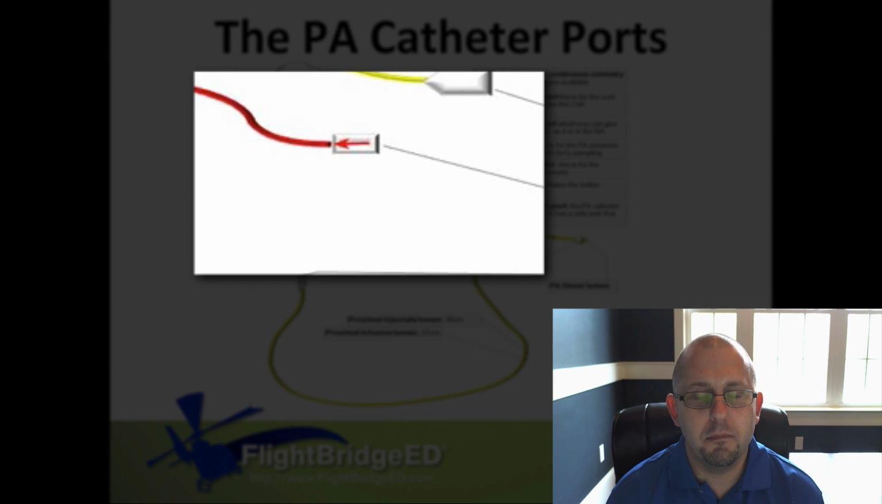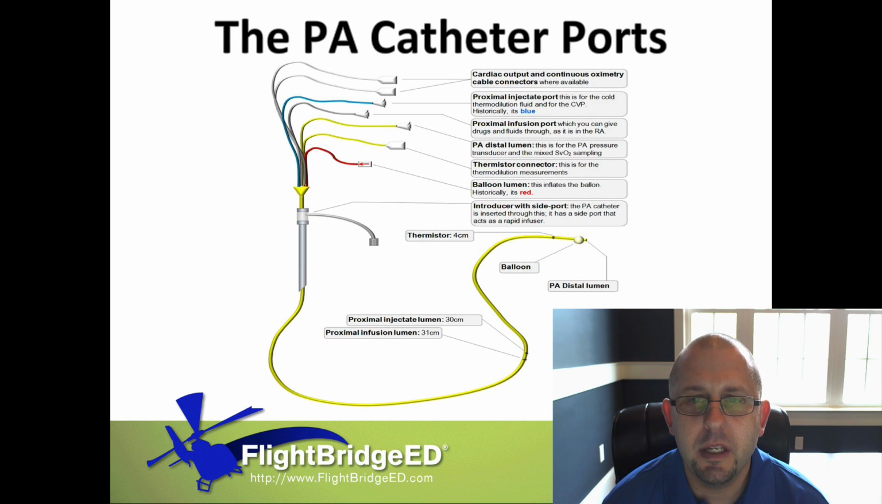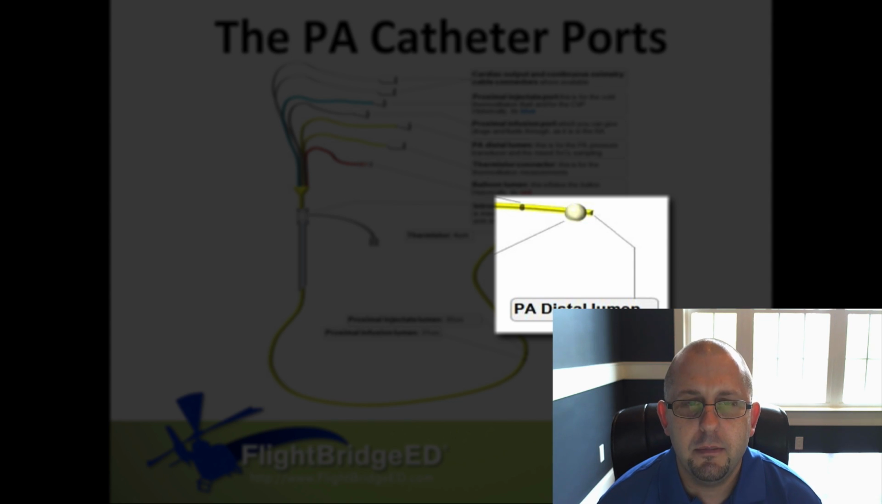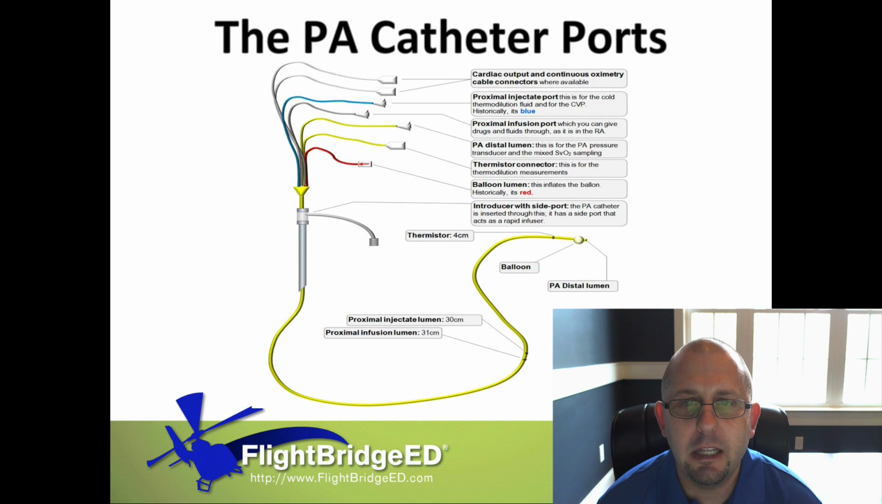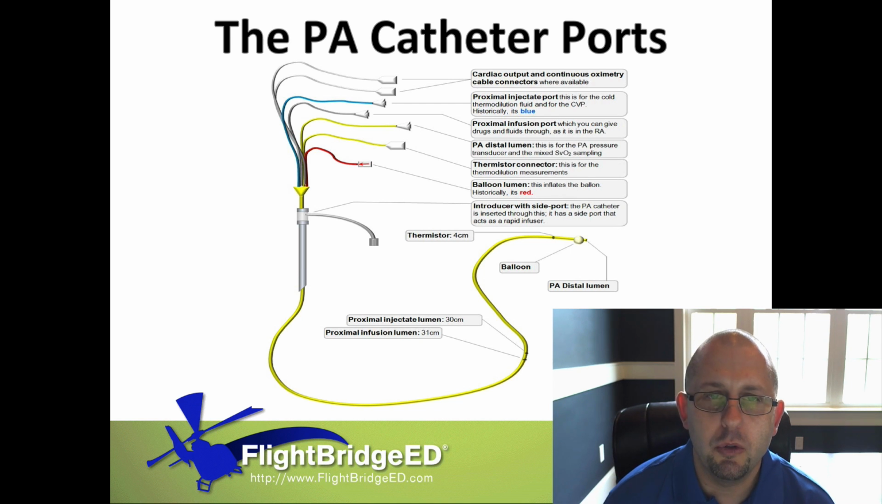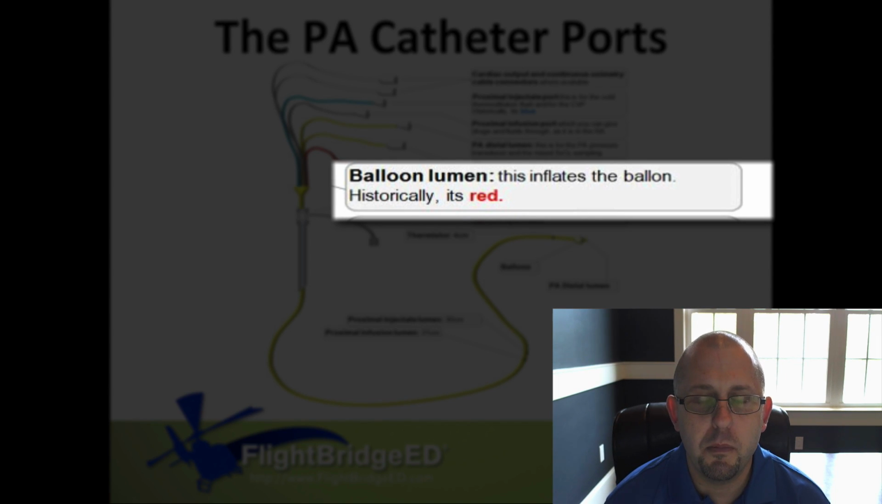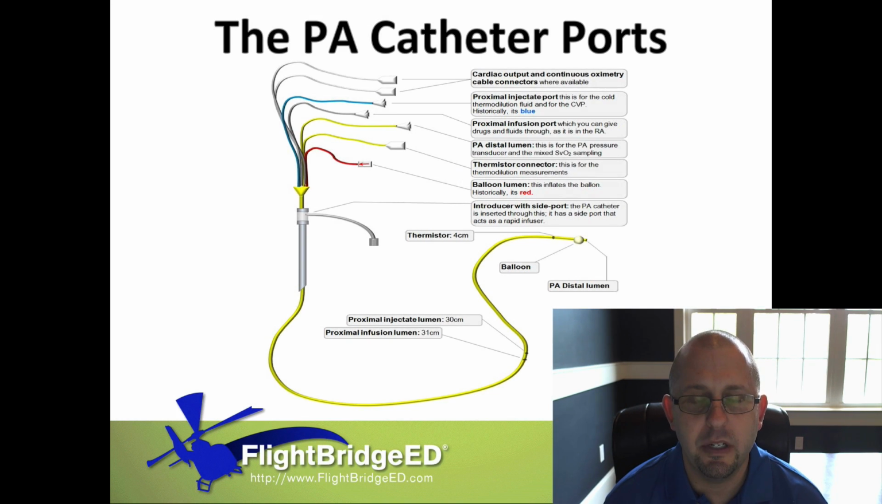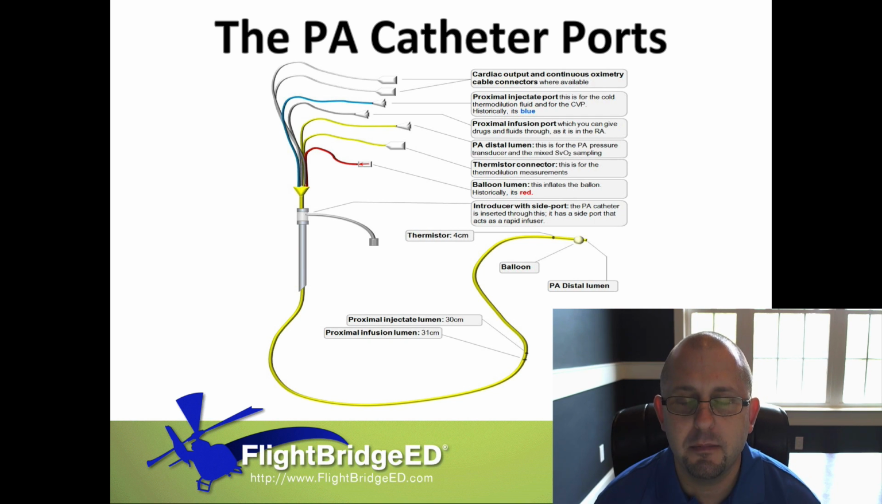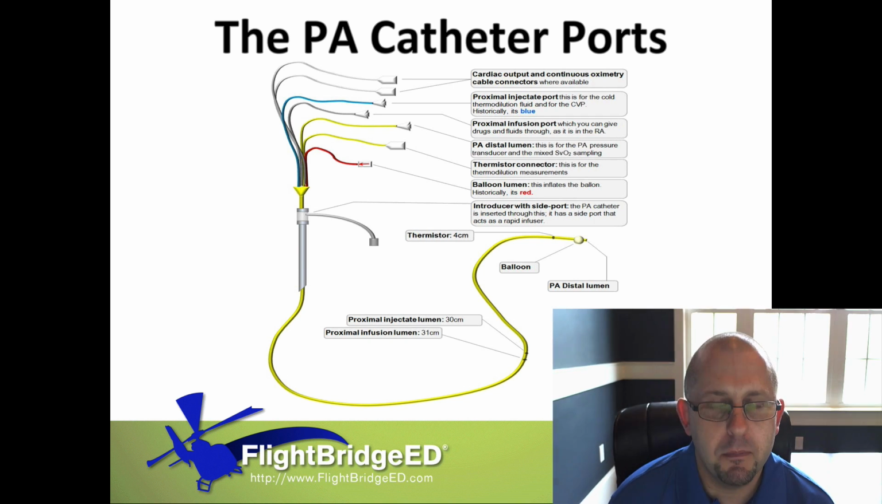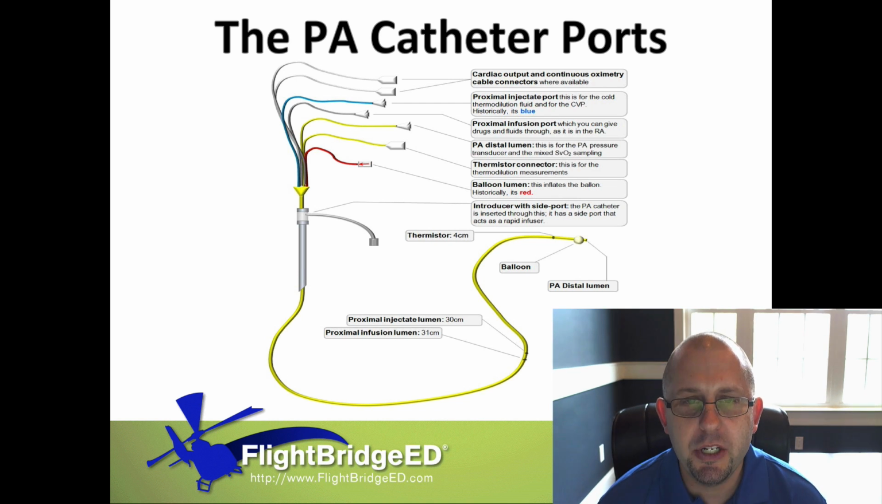That red port is really important. You can see that that red port is used to inflate the very tip, that distal tip. That distal tip is the PA lumen. The PA distal lumen goes all the way down to the very bottom, and at the very bottom you have that distal balloon. That balloon is utilized to occlude the pulmonary artery when we place this in the wedge position. Now we're going to talk about that more specifically in video number 3, but a wedge position is utilized to identify left ventricular end diastolic pressure.